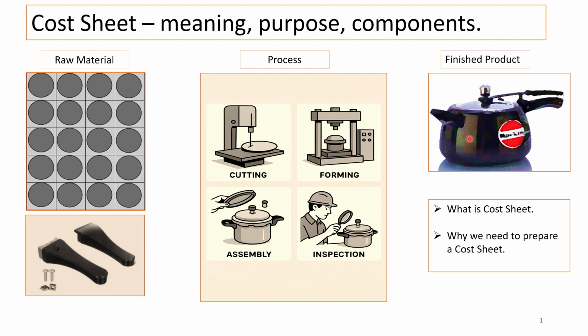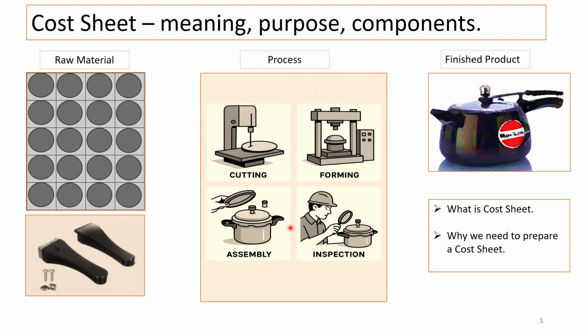Now you might wonder why we are discussing this. Here you need to understand that to manufacture any product, the cost is involved everywhere. The cost can be raw material or labor or other expenses. It can be direct expenses or indirect expenses. The classification of cost we can see in the cost sheet, and how the cost of a product is calculated we will also learn in the cost sheet.